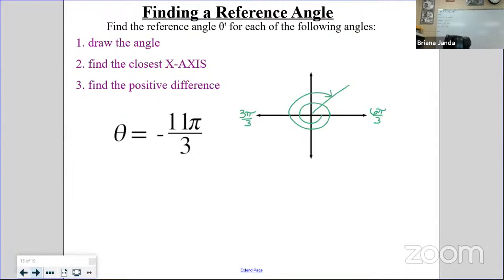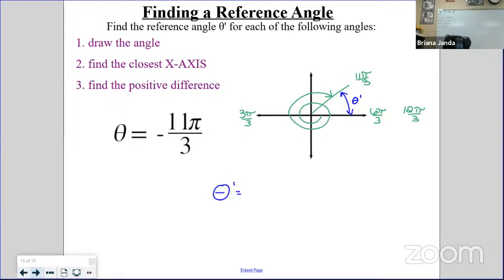How far am I from my closest x-axis? I am 5π/3 away past a full circle, or 11π/3 away from completing 2 full circles of 12π/3. I am 1π/3 away. So that is our reference angle here.